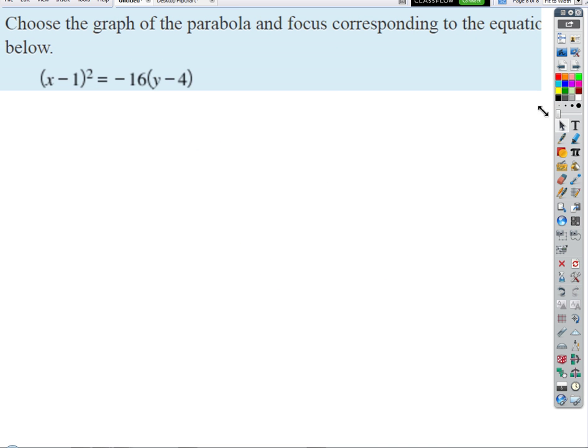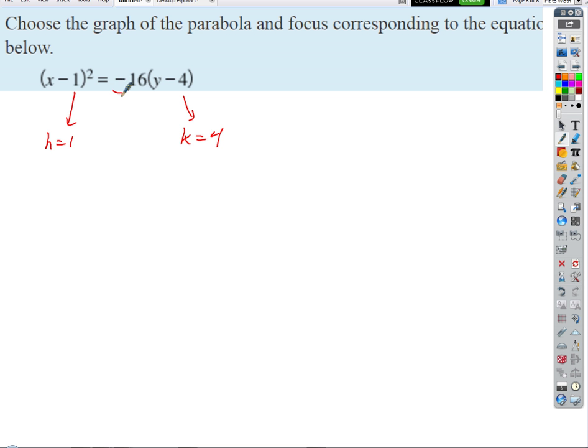How about this guy? Choose the graph of the parabola and focus corresponding to the equation below. Okay, so this is given to us in standard form. We can just inspect this and find all the information, right? So Emma, what are the values of h and k here? Good, good. So h is 1, perfect, and k is? Good. Now what about p?